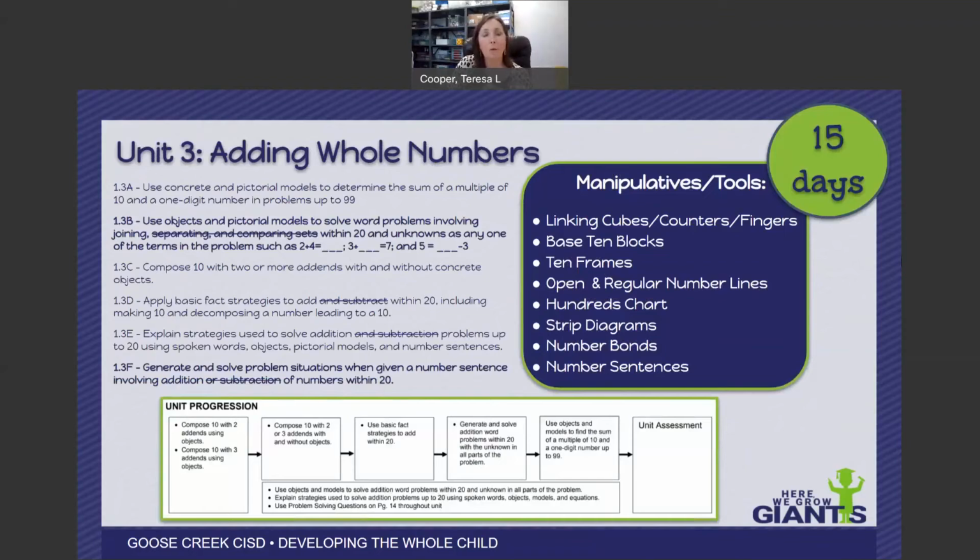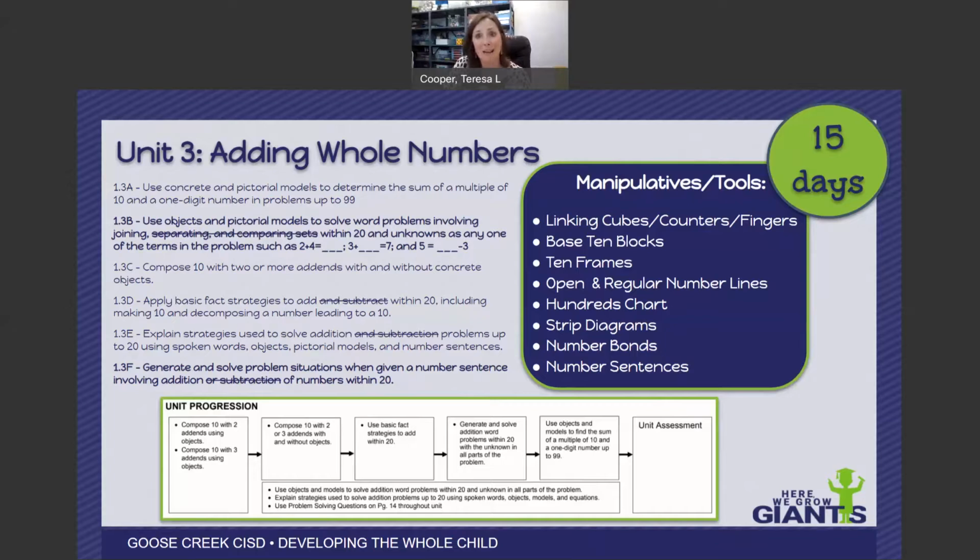Our first operation unit. Now, for this one, we're adding whole numbers, and there are places in our TEKS where it's adding, subtracting, comparing. And for this unit, we're only working on addition. So we have 6 TEKS that we're focused on. 2 of them are readiness TEKS, and 4 of them are supporting TEKS. And we have 15 days for this unit.